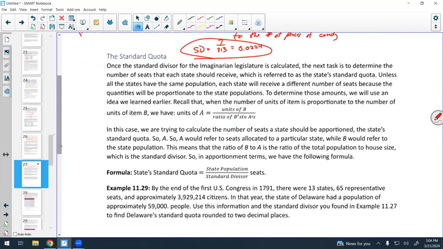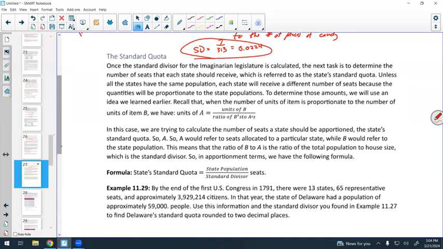Okay, next we look at what's called a standard quota. Once the standard divisor for the imaginary legislature is calculated, the next task is to determine the number of seats that each state should receive, which is referred to as the state standard quota. Unless all the states have the same population, each state will receive a different number of seats because the quantities will be proportionate to the state populations.